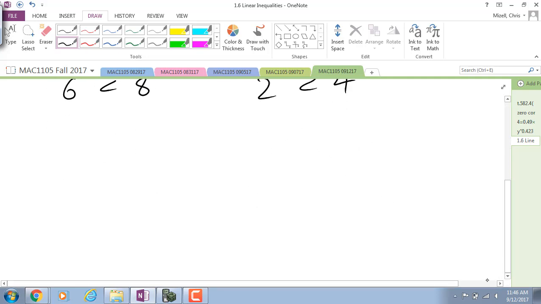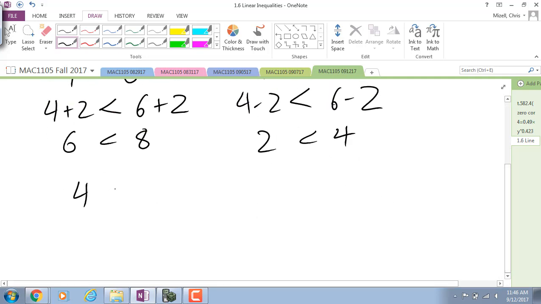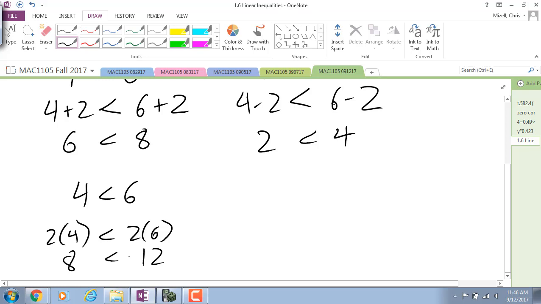All right. So if 4 is still less than 6, how about if we multiply both sides by 2 and compare 2 times 4 to 2 times 6? How do they compare? Yeah, we still have a less than symbol. 2 times 4 is 8, 2 times 6 is 12, and 8 is to the left of 12. If we have 2 quantities and we double each one of them, multiply both sides by 2 or by any positive real number, then the inequality stays the same.